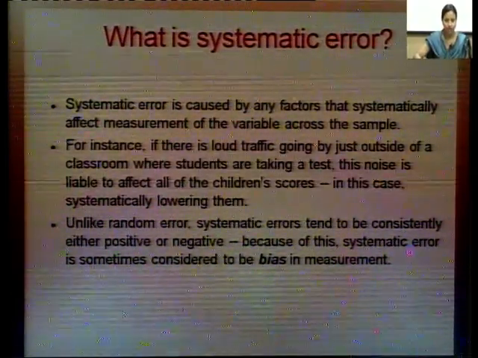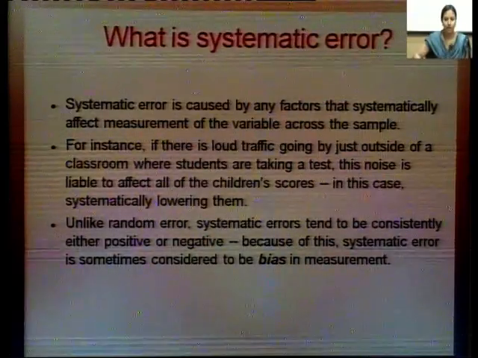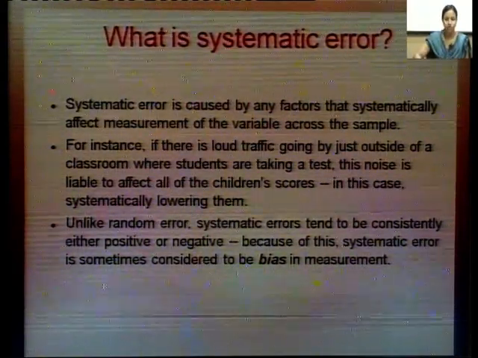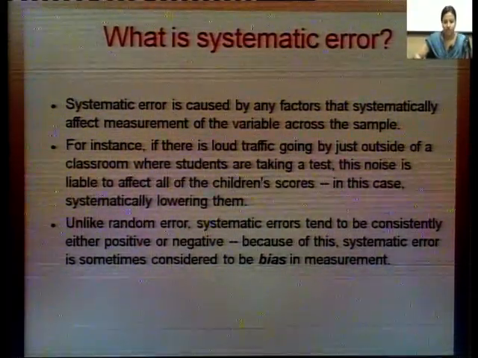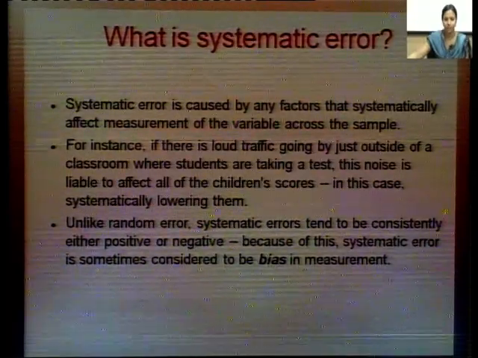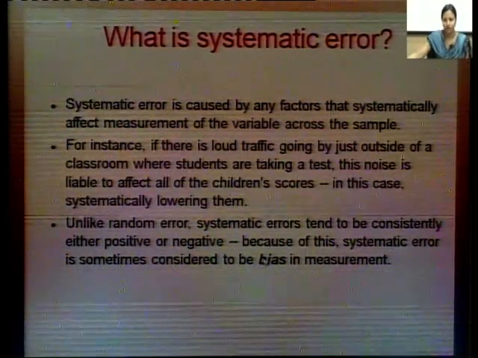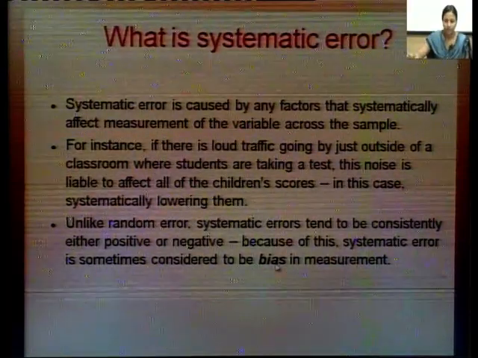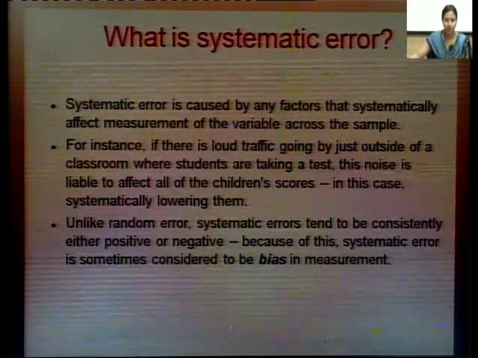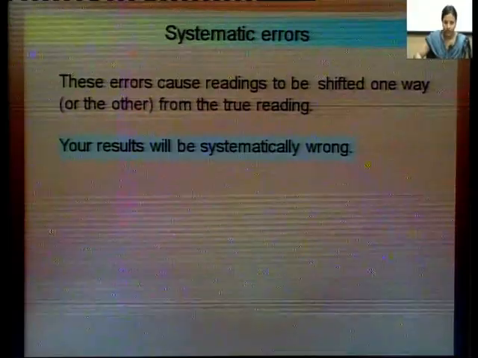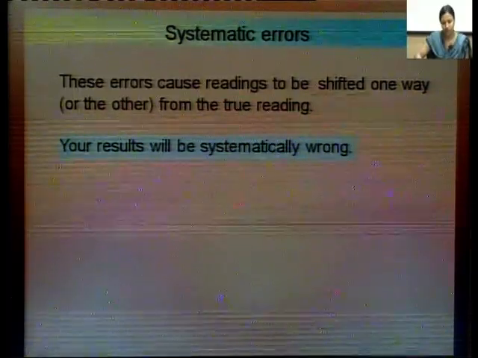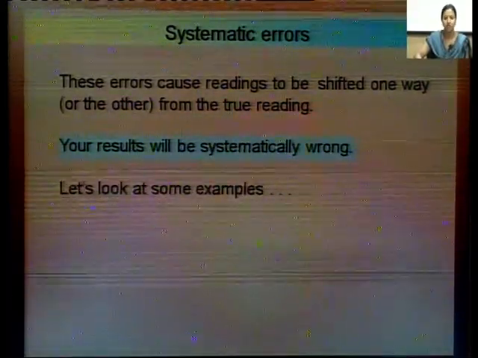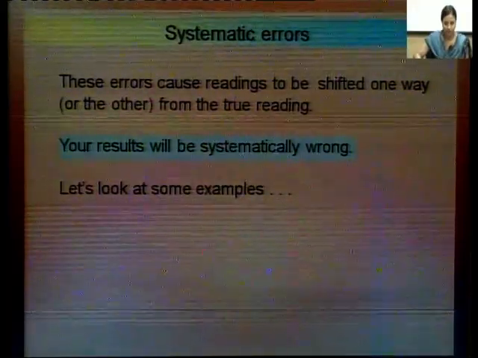Unlike random error, systematic errors tend to be either positive or negative. Because of this, systematic error is sometimes called bias in the measurement. This term is very important, bias. So, if we are taking a measurement and there is some bias, then this is purely systematic error. These errors cause readings to be shifted one way from the true reading. It may be either in the positive way or in the negative way. Your results will be systematically wrong.